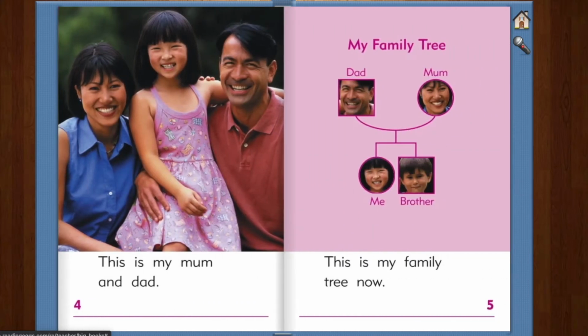This is my mum and dad. This is my family tree now. So the image here shows us that it doesn't look like a tree at all. But if we have a look, we can see that down the bottom there's a picture of the girl, the main character, and it says me. Then we have a line connecting her to a picture of her brother. Following the labels up, we can see that there's dad, and over there's mum.